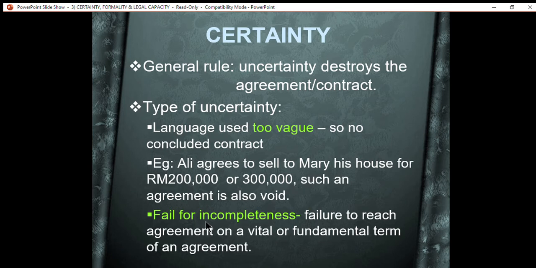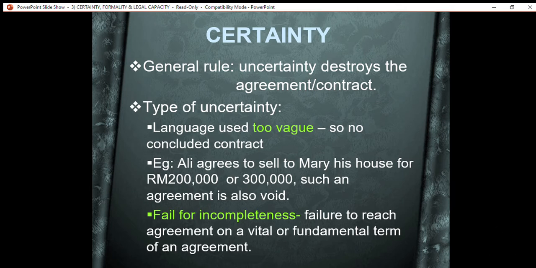Another type of uncertainty is failure for incompleteness. This is a failure to reach agreement on a vital or fundamental term of an agreement. You fail to determine the fundamental terms in your agreement, so the contract will be declared void for incompleteness. The language may be clear, not vague, but they fail to reach the fundamental term of an agreement.